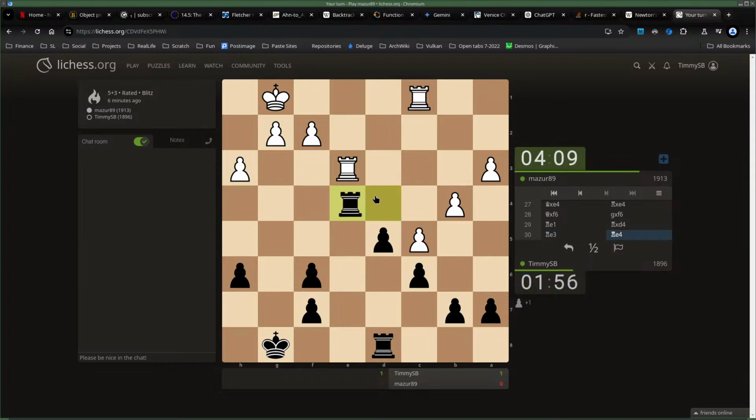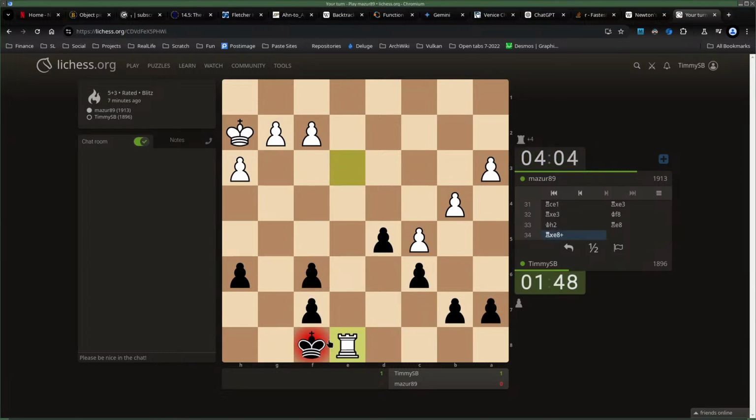Let's go back. Too late. Wait, not really too late. Let's remove one of the bloody rooks. No, you can't come in anymore. Okay, how do we win this easily?